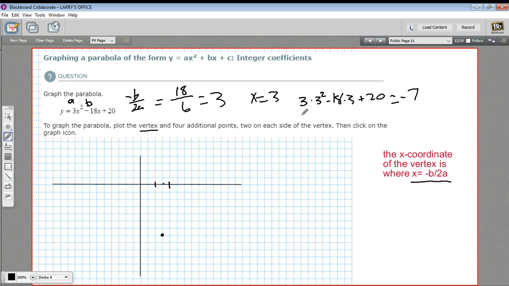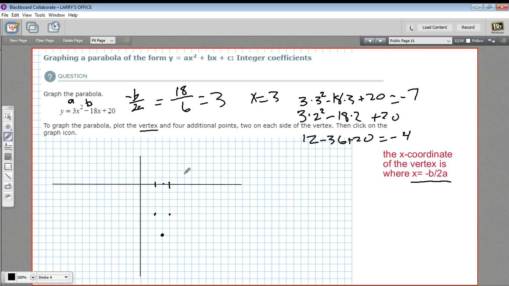So let's put 2 in here. We'd get 3 times 2 squared minus 18 times 2 plus 20. So let's see. 3 times 2 squared, 3 times 4 is 12, minus 36 plus 20. So that is going to be a negative 4. So at 2, negative 4, and you can plug 4 in there and calculate that out and see how that works for you. It's going to be the same thing for negative 4. So you can see we've got our parabola opening upward.